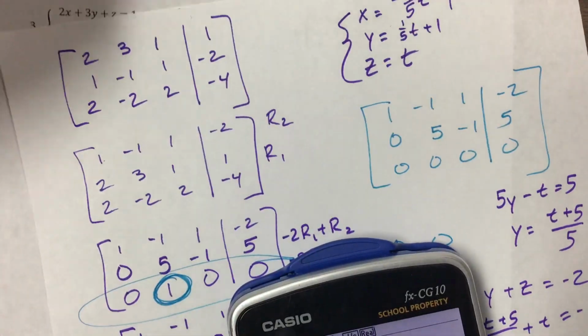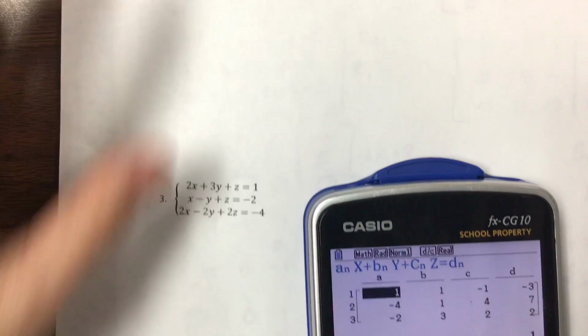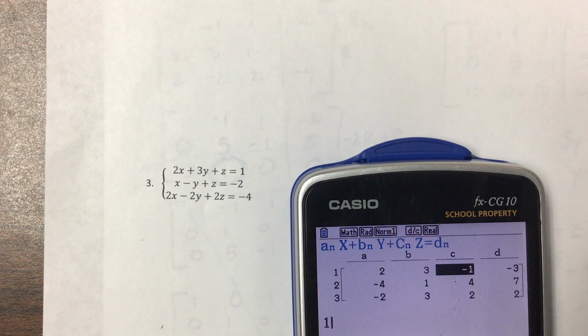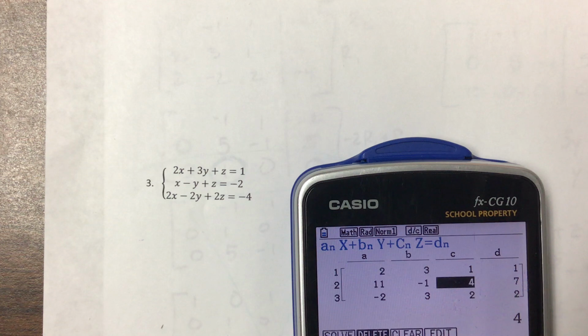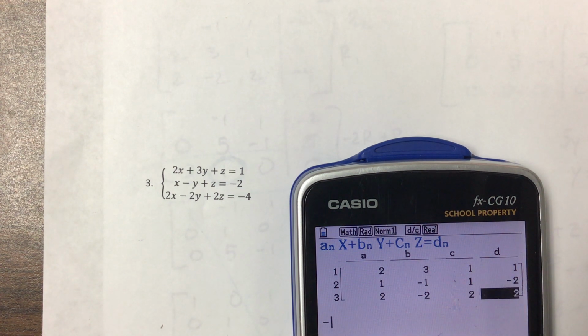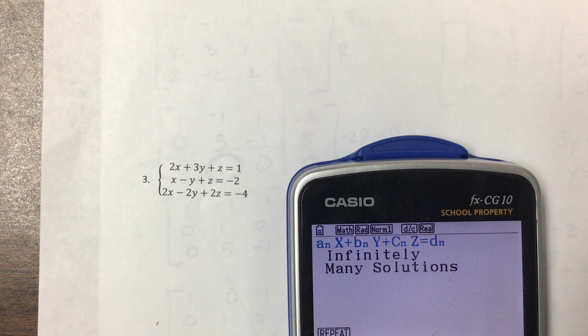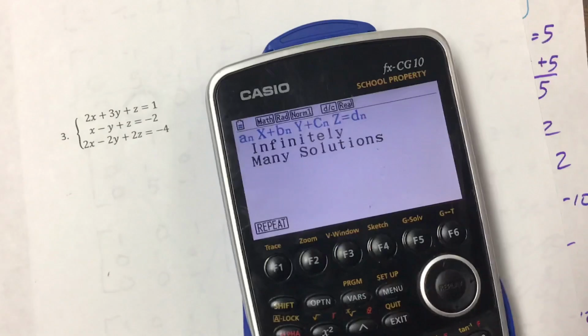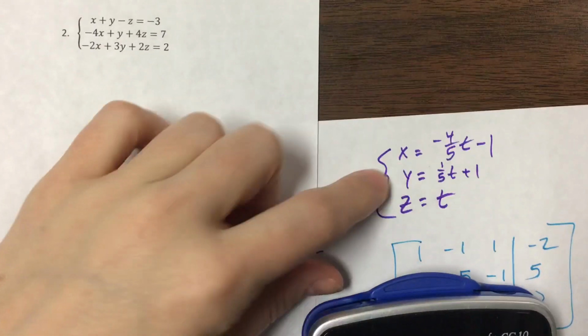Okay, so let's see, what would the calculator do for me? If I have that equation, I have 2, 3, well, that's fine. 3, 1, 1, 1, -1, oh, my bad. 1, -2, 2, -2, 2, -4. Infinitely many solutions. Okay, and so notice the calculator is going to tell you that it's infinitely many solutions, but if you don't do the row reduction stuff, you won't be able to tell me what those infinitely many solutions are. It's infinitely many solutions, and that's all the points on this line right here.